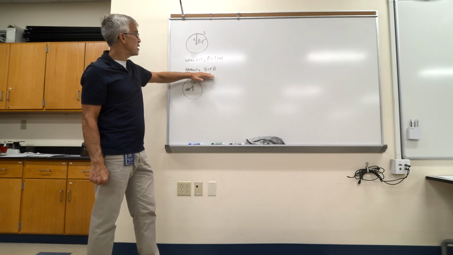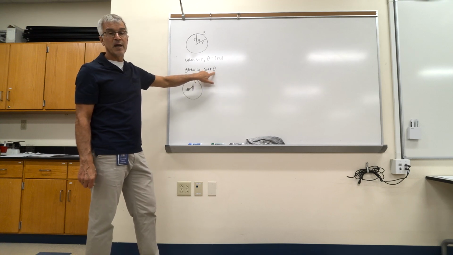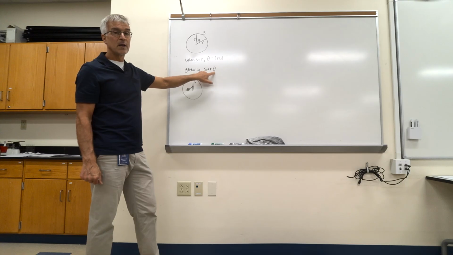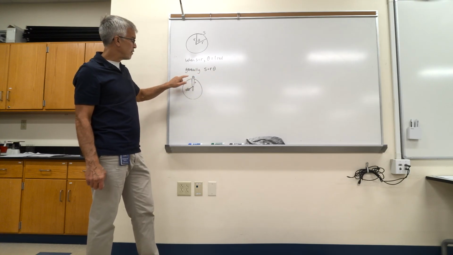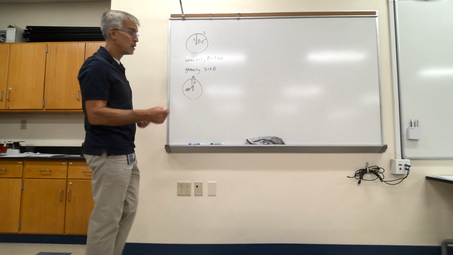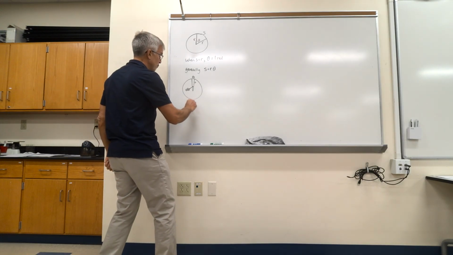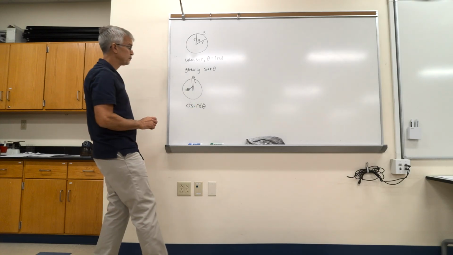Now, generally speaking, the arc length equals the radius times the angle in radians. That works for any angle. Now, let's take a look at a very small angle, d theta, and a very small arc length, ds. This means that ds is going to equal r d theta.